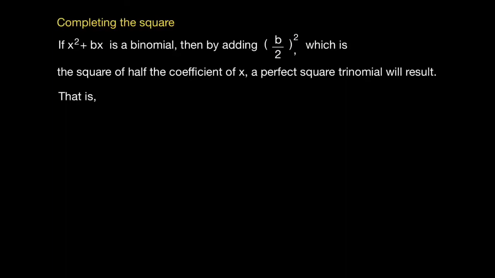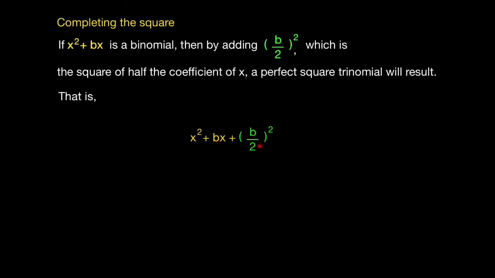Let's begin by reviewing the definition of what it means to complete the square. We begin with a binomial of the form x squared plus bx. Now, if we add the quantity b over 2 raised to the second power, we're going to result with a perfect square trinomial. The key takeaway is that the b over 2, that's half of the coefficient of x.